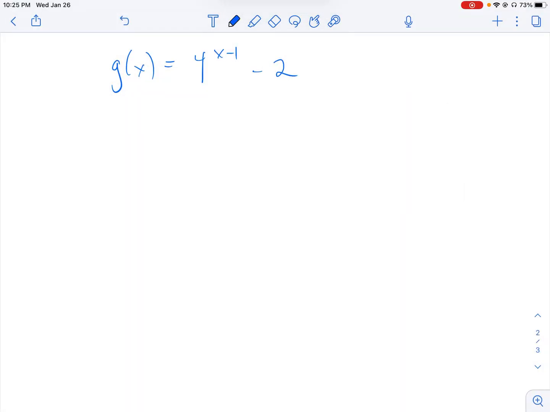Hi everyone. Here's a short video explanation for this problem, section 4.4. We're talking about how to find inverses of exponential functions.